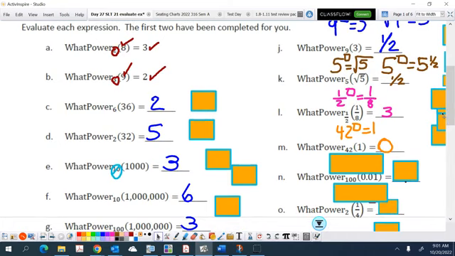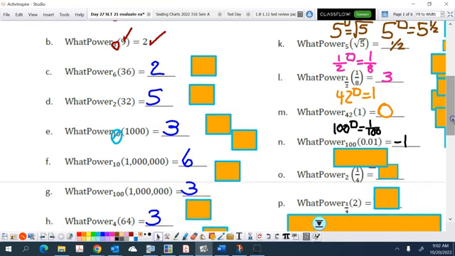Yesterday, we talked about turning decimals into fractions. I would change 0.01 to 1 over 100 and say to myself, well, how do I go from base of 100 to 1 over 100? It must be 100 raised to the -1.